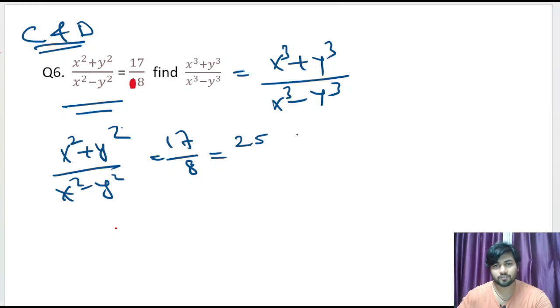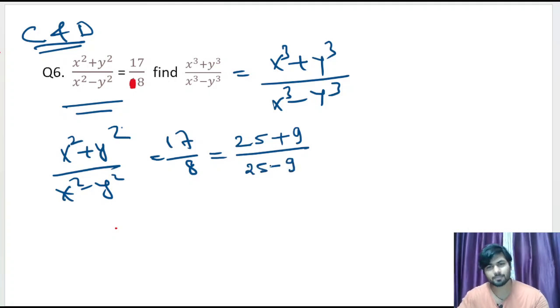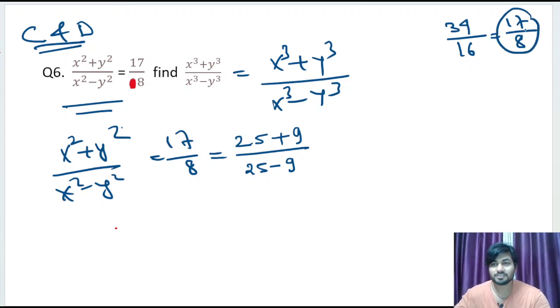Yes, I can write it as 25 plus 9 and 25 minus 9. You'll say, how is it happening? How is it coming 17 upon 8? Let's check. What is 25 plus 9? 25 plus 9 is 34, right? And 25 minus 9 is 16. And after cancelling out, what will you have? You'll have 17 upon 8. So it is the same thing.